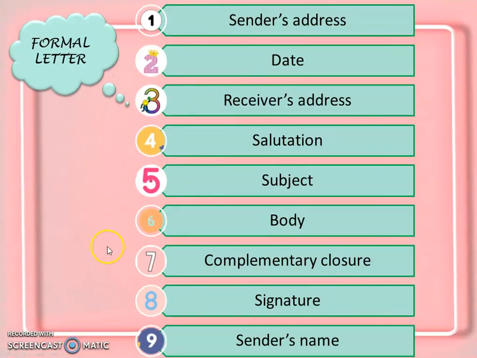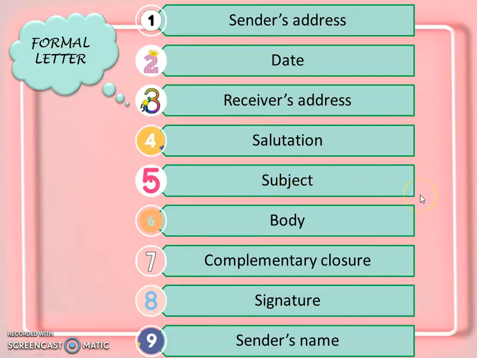Okay, so basically, this is the format for a formal letter. First one, you must have the sender's address. You must state the sender's address or your address if you are the one who writes the letter, so you must state your name and also your address. And then second, you must put the date. Third, the receiver's address ataupun alamat penerima. And then salutation, Dear Puan Maznah or Dear Madam.